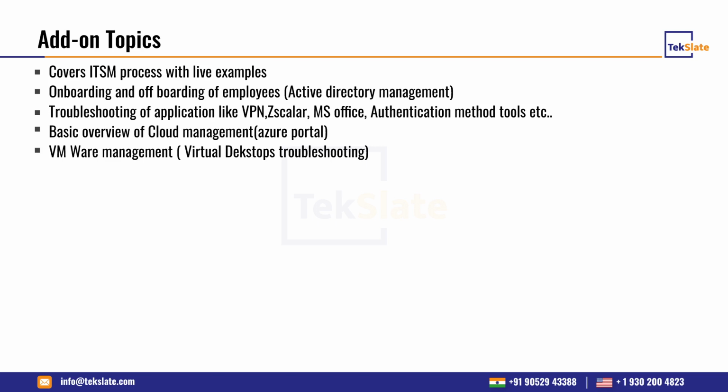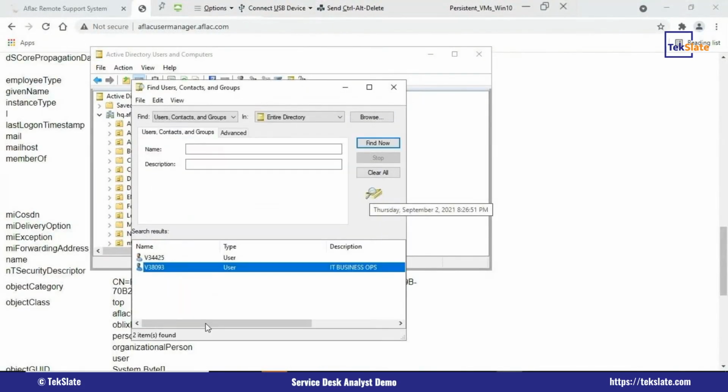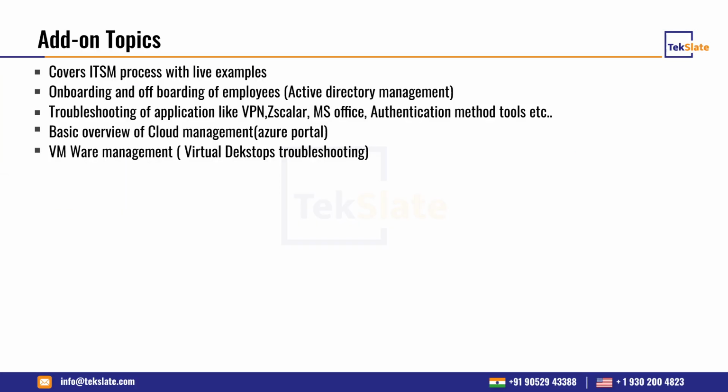Offboarding is nothing but once a user is terminated, or once a user resigns from our organization, you have to release them, right? How to do that, I will show you. You just right click on that name and disable his account. Once you disable his account in the Active Directory, the user cannot access any of the applications. It means that employee is not with the organization.